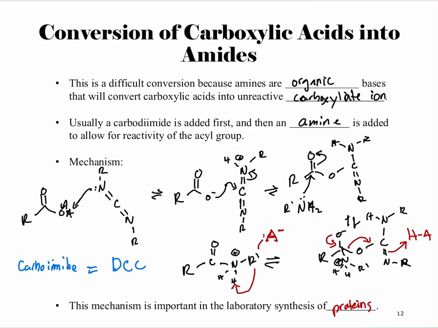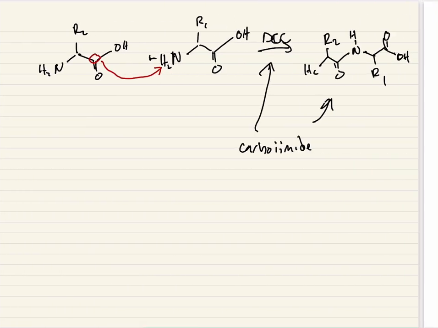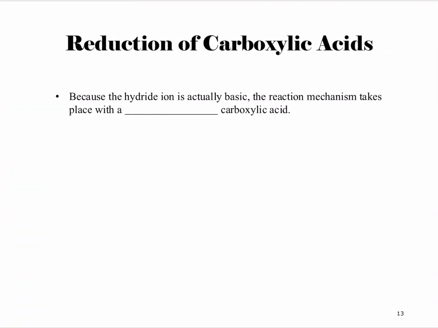Okay, so that's how we're going to do the conversion of carboxylic acids into amides. The next thing we'll talk about is the reduction of carboxylic acid, and so we're reducing that, going to be forming carbon-oxygen bonds and breaking carbon-hydrogen bonds. And so one of the interesting things here is we usually have our tetrahedral intermediate, but the hydride ion is actually slightly basic.